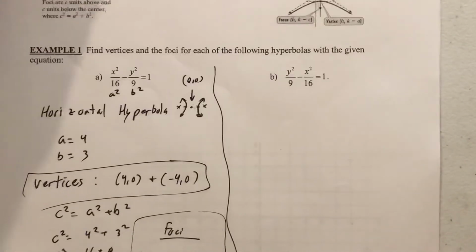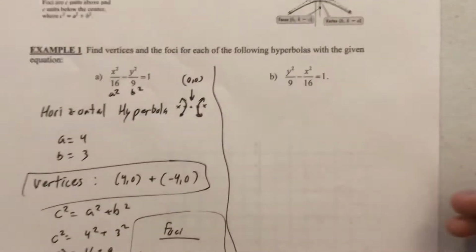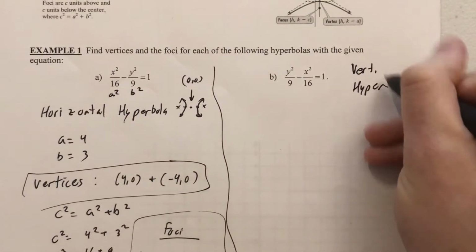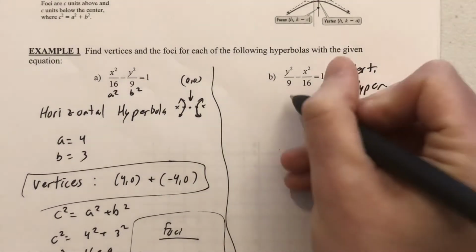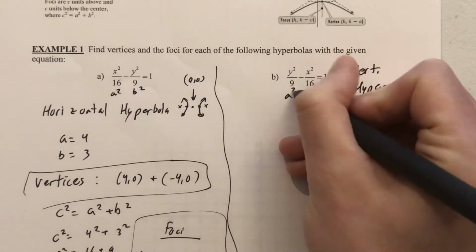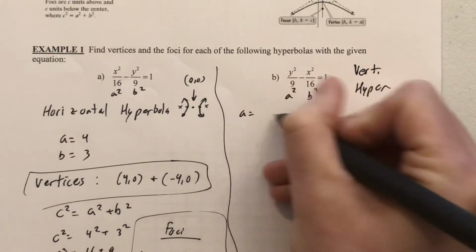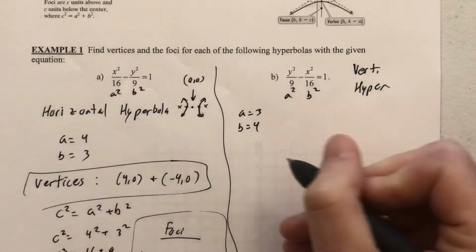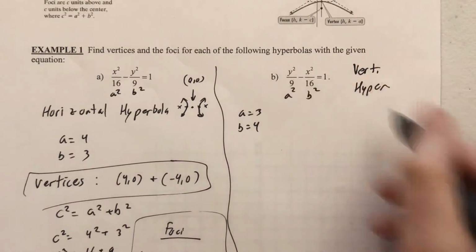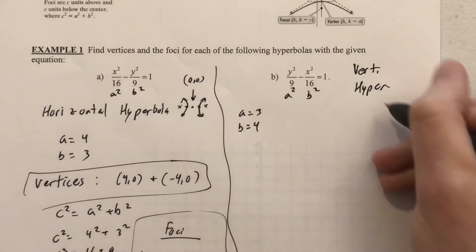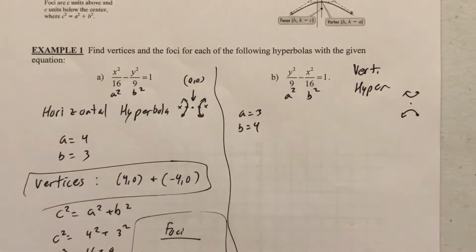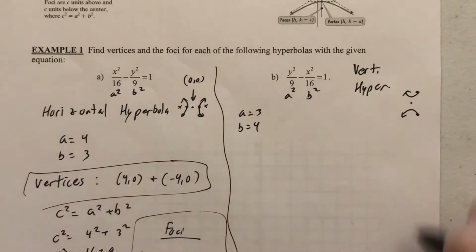Looking at the next one, we've got the y term first. So this is a vertical hyperbola. Still, the a and the b are how we consider them labeled. So a is 3 and b is 4. So now, again, centered at 0, 0 still, but with a vertical hyperbola, we expect that kind of behavior. So now 0, 0 there.